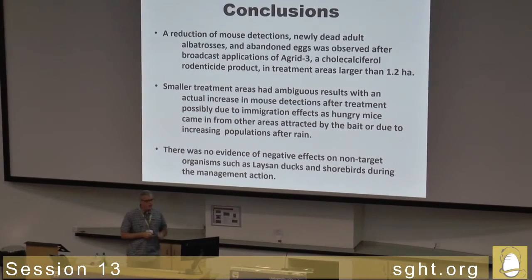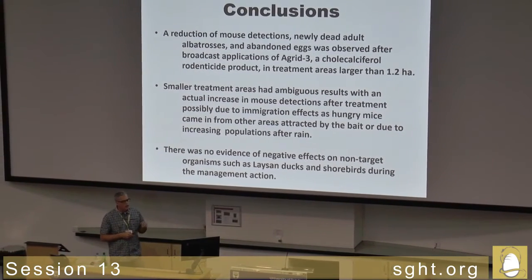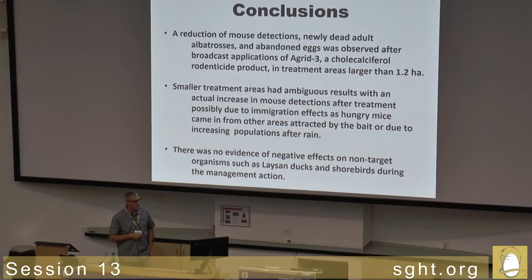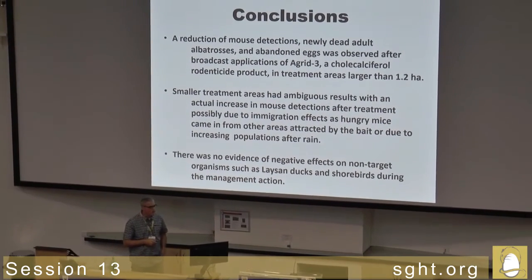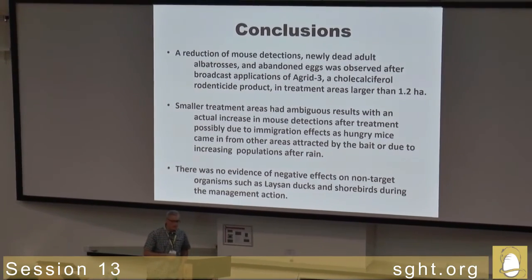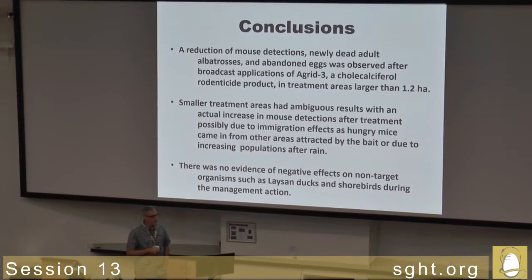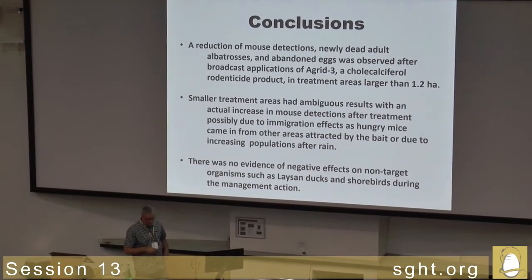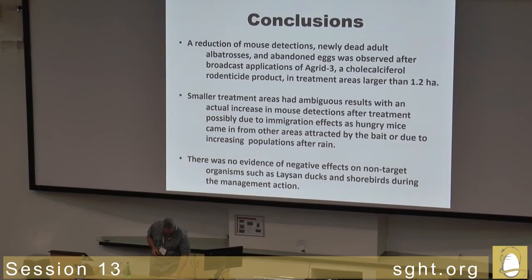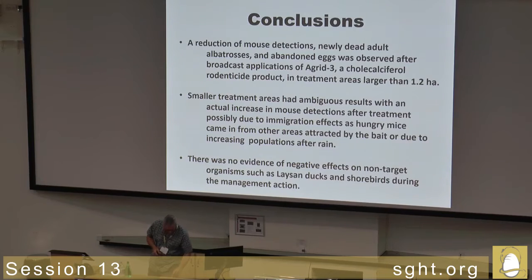The AGRID-3, the cholecalciferol rodenticide product, did show some suggestive impacts or suggestive knockdown of those populations on bigger treatment plots, had much bigger effect. And I think one of the things that they wanted me to report was that the attacks ended 20 days sooner on the population.